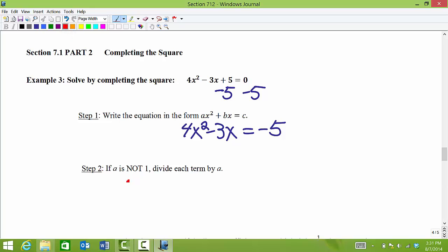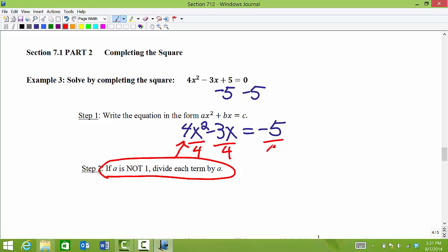Now we see that the a, which means the coefficient of the x squared term, is not 1. We want to make this 1 by dividing everything through by a. So if I divide by 4, and remember if I do one thing to one side, I have to do the same thing to everything on both sides. If I divide by 4, 4 divided by 4 gives me x squared, and now I have that 1x squared that I want for my a, minus 3/4 x equals negative 5/4.